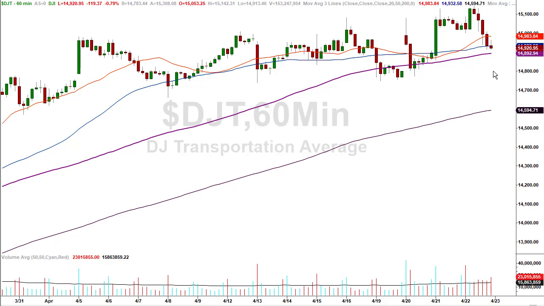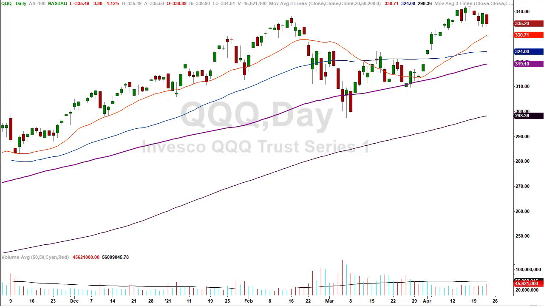Look at this 60-minute chart right here. You have a breakup candle low, 14,857 and change. Are they running a test, or are they going to bust through it? Are they going to start closing hourly below that? If they do, it's trouble, and that trouble will also appear on other charts.